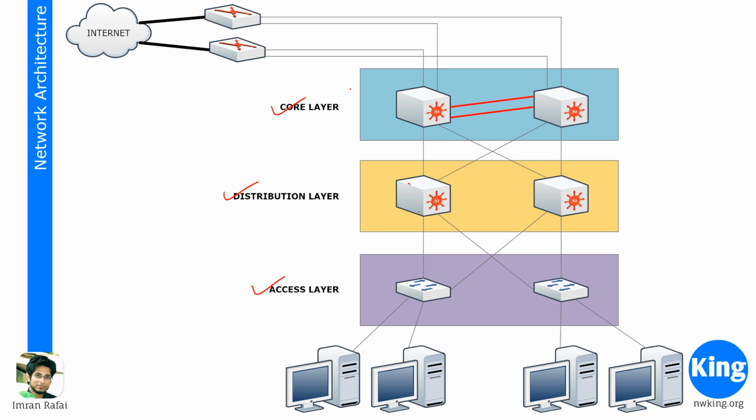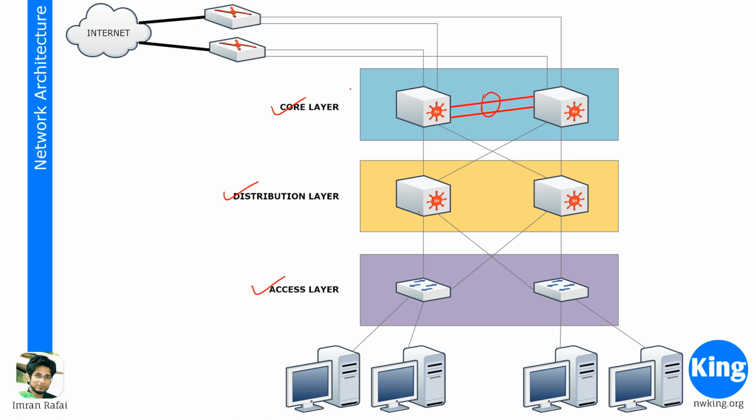And the distribution layer, like I said, if you have many buildings, each of those buildings will have one distribution layer, and then all those distribution layer devices would be connected to the core layer switch. Now core layer switches would be connected to each other, right? Like you see here.